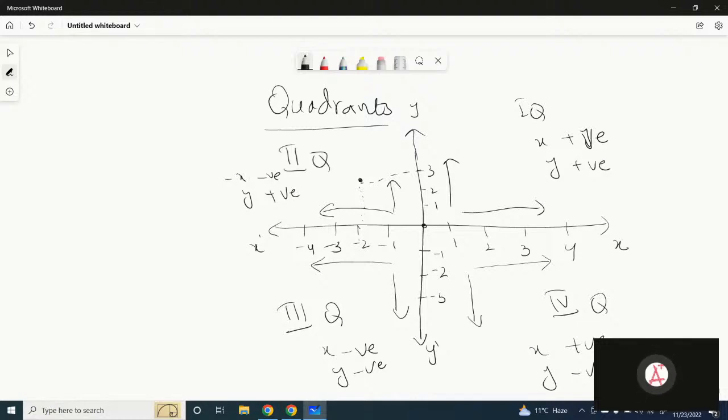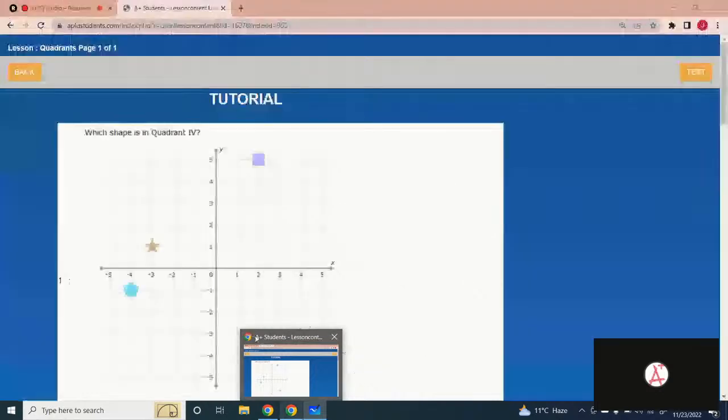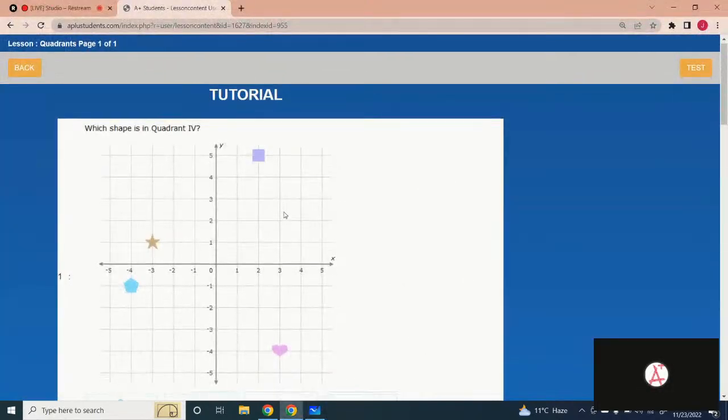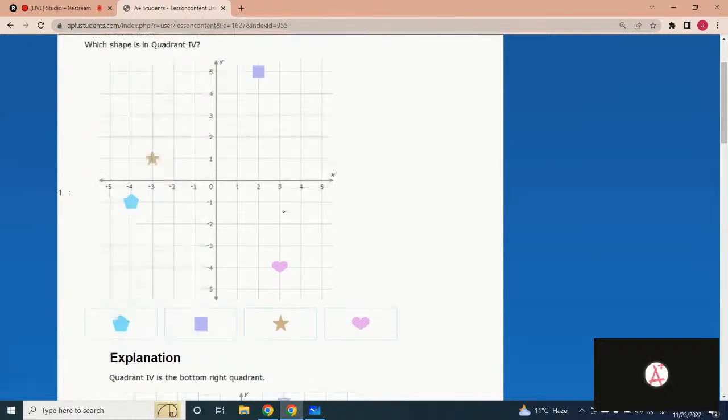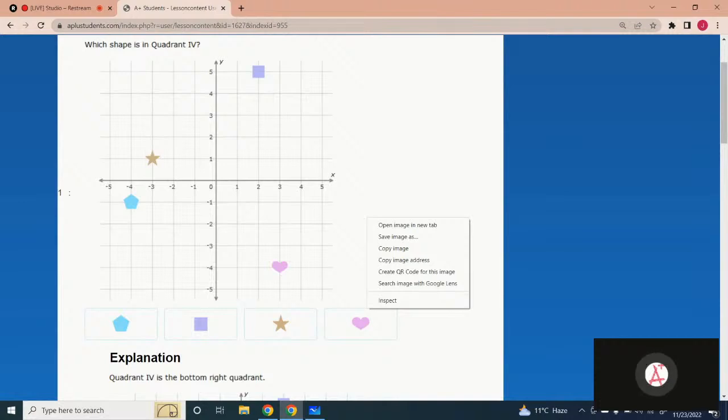Okay, let's start with the examples. Which shape is in the fourth quadrant? Here you have so many shapes in the quadrants. You have to look which shape is in the fourth quadrant. So when you move counterclockwise from here to here, 1, 2, 3, 4, it would be the fourth quadrant. That means in the fourth quadrant you have the heart shape. Got it?